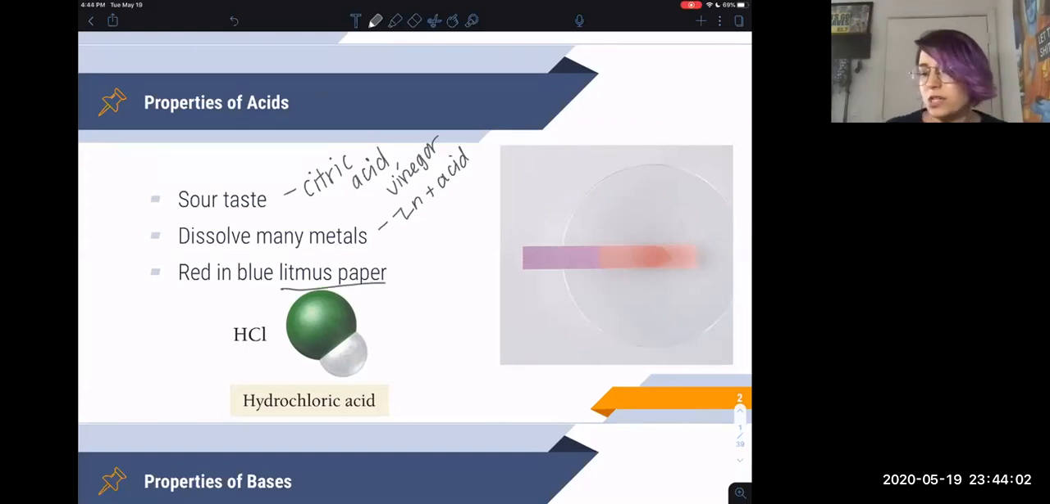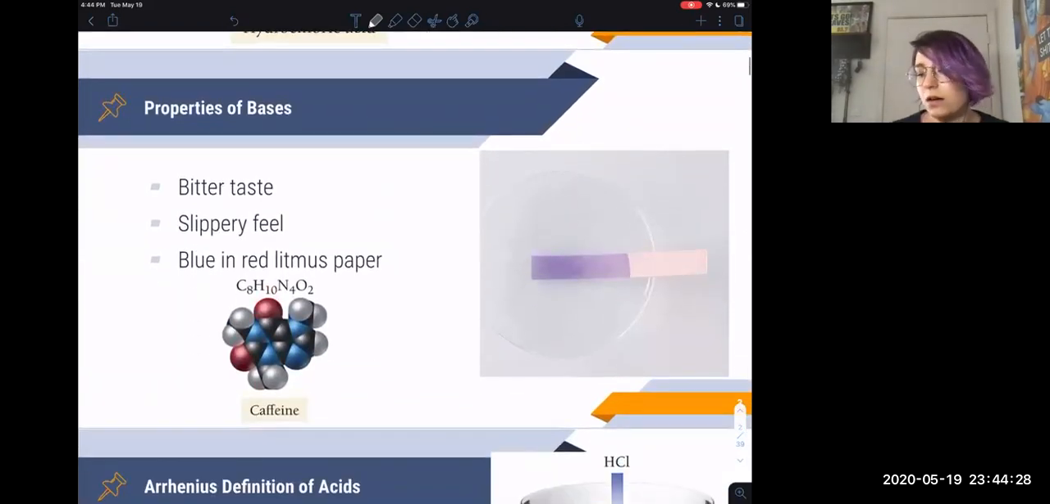Litmus paper is just a test of acid or base character. We really don't use litmus paper anymore, but it's still in the textbook, so it's here in the slides because these slides are from the textbook. But have you ever heard somebody say, oh, that's a litmus test for this? It's like a yes or no test. Litmus paper, if it turns red, it's an acid. If it turns blue, it's a base. It's a yes or no test.